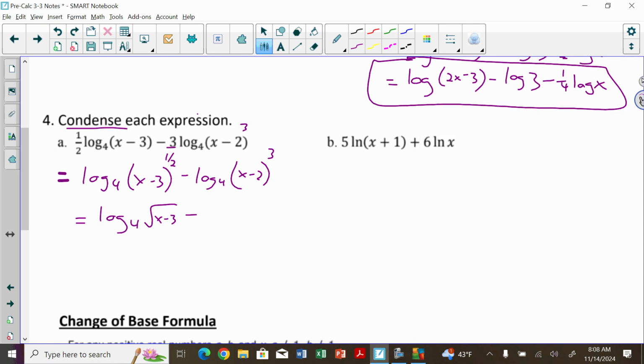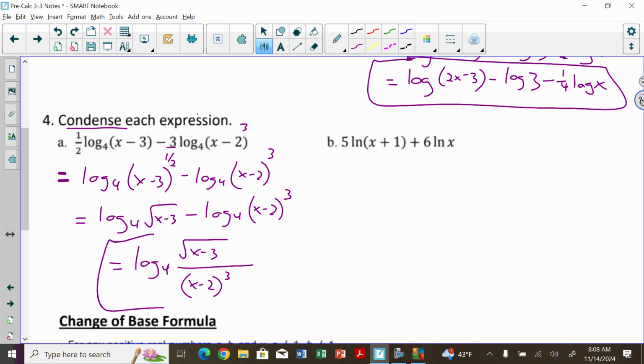And then from here, this would be the cubed root, right? Oh no, it wouldn't be the cubed root because it's not a fraction. So I can keep that the same: log base 4 of (x minus 2) to the 3rd power. Now, because it's a subtraction problem, I can put that as division under one log base 4, with the square root of x minus 3 on the top, and (x minus 2) to the 3rd power on the bottom. Okay, so I have a quotient now from the subtraction.